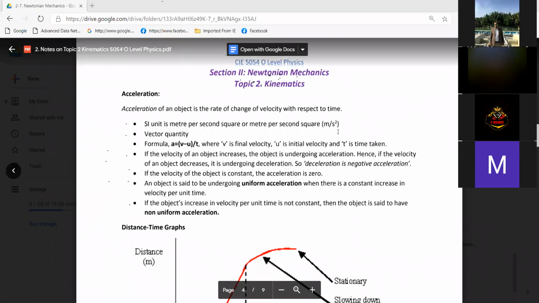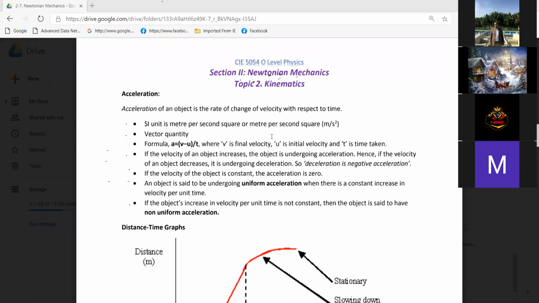So we got the idea of acceleration. It is 5 meter per second minus 0 meter per second, then divided by 2 seconds. That is why meter per second square. So you got the numerical example of acceleration, right?